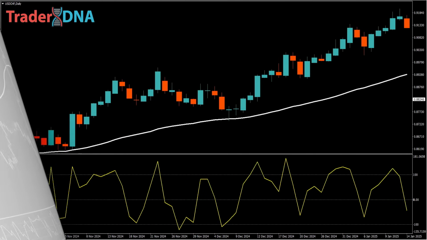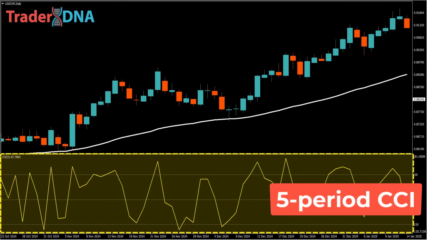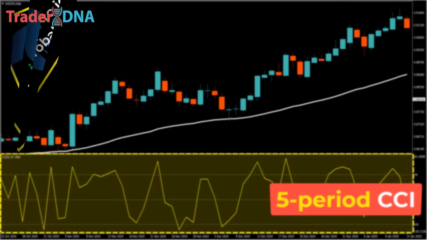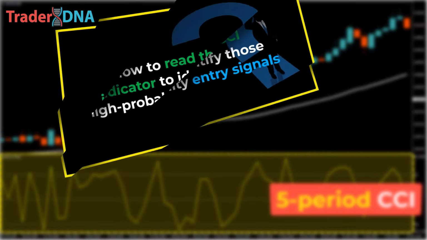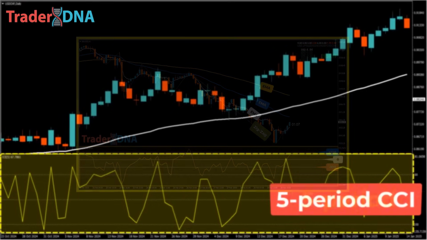Alright, let me take you straight to this window. Right here, we've got the CCI indicator, but with a special setting set to 5. Now last week, I already broke down the CCI indicator and how to use it to pinpoint high accuracy entry signals. But in this video, I'm giving you a quick recap, just enough to make sure you fully understand this strategy from start to finish.